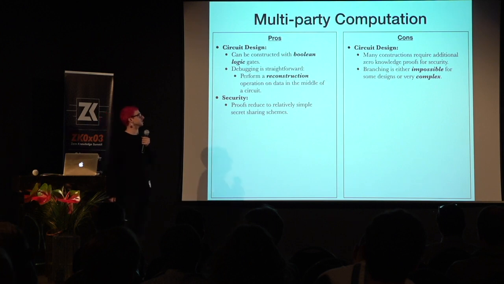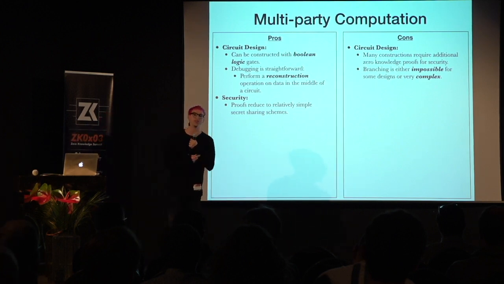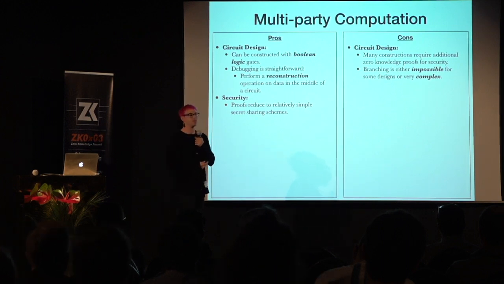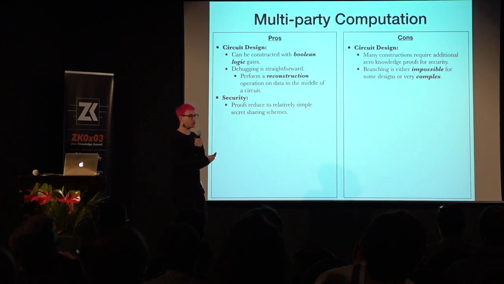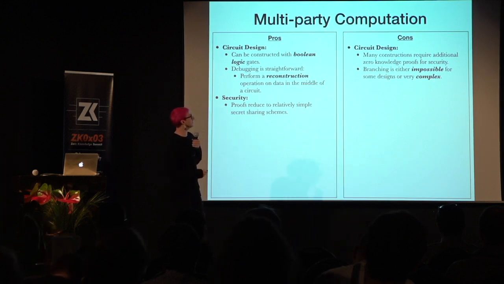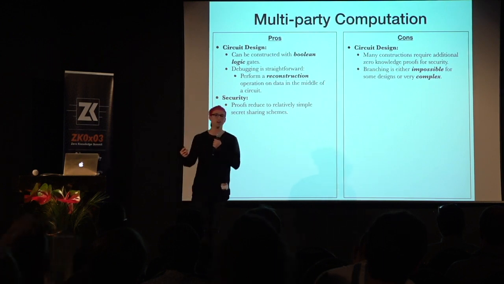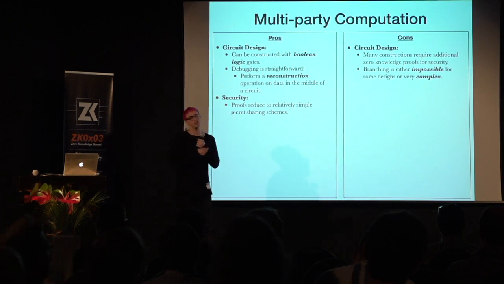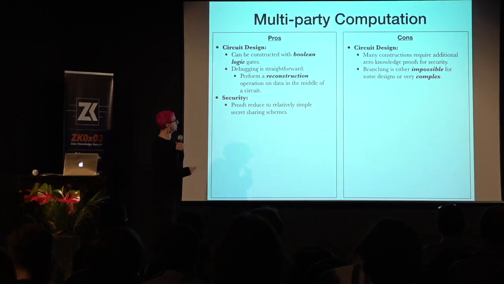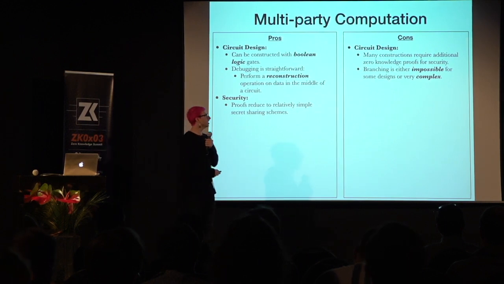But some cons of this. Many constructions require additional zero-knowledge proofs for security. So for example, threshold ECDSA, which has recently amassed some really cool following, and I do think it is very cool, but it is kind of difficult because you actually have to include some relatively simple zero-knowledge proofs to ensure that the protocol itself is secure. So the protocol does not just include Boolean logic gates, it also requires zero-knowledge proofs in there.